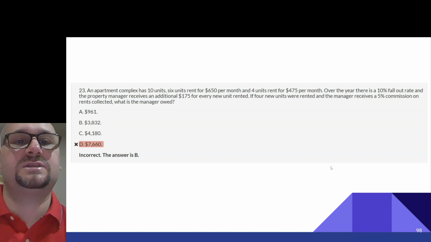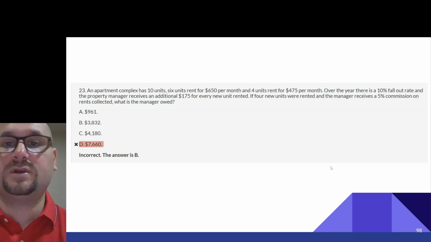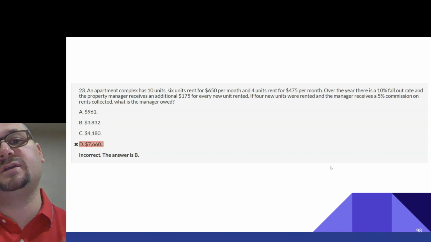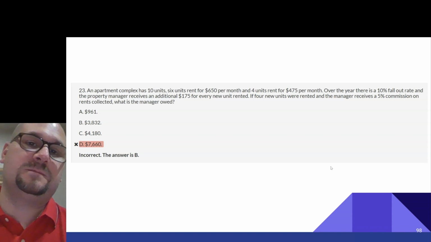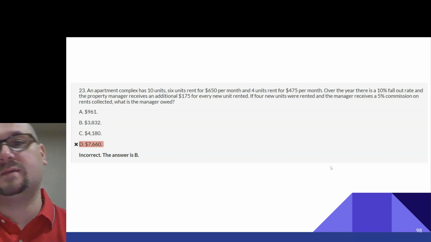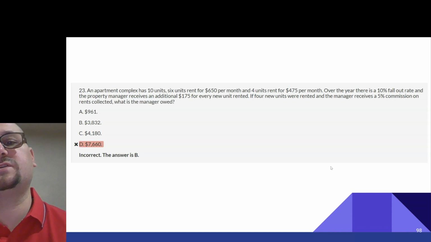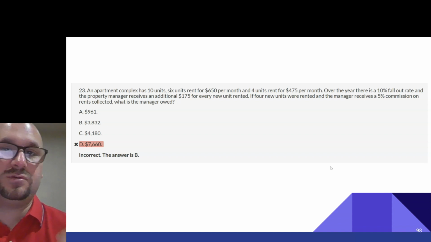And the property manager receives an additional $175 for every new unit rented. If 4 new units were rented, right? So there you go, 175 times 4, right? Because that's how many new units were rented. That manager receives an additional compensation of $175 for every new unit they bring in. They brought in 4 new units for that year.